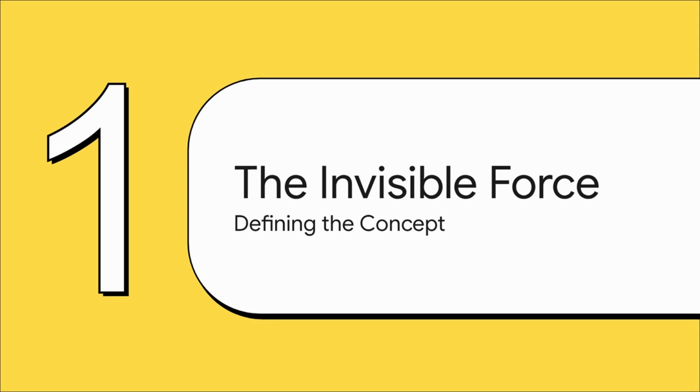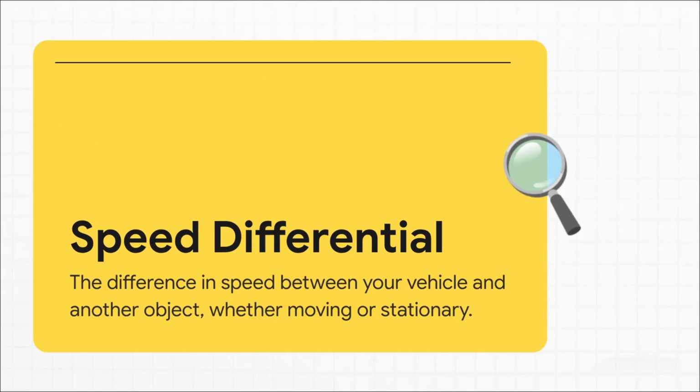Okay, so let's pull back the curtain a little bit. It's time to formally define this invisible force, because once you really understand what it is, that's the first step to truly mastering it. So at its core, it's actually super simple. It's just the gap in speed between your car and something else, right? If you're doing 60 and the car next to you is doing 40, you've got a 20-mile-per-hour speed differential. That's it. It's really as simple as that.